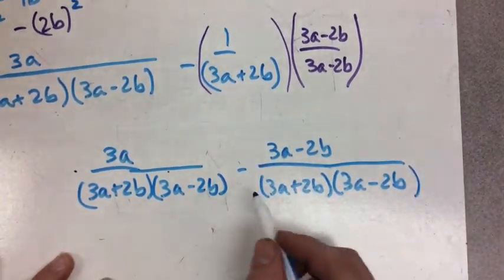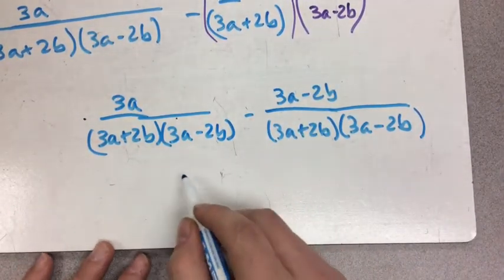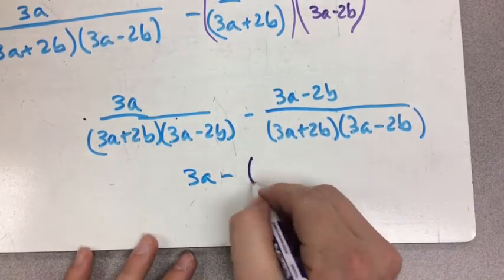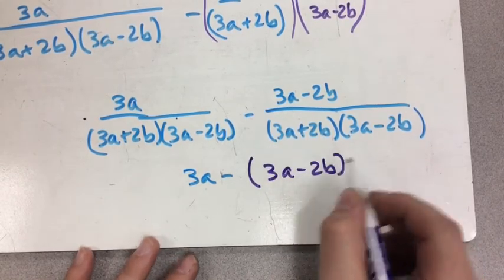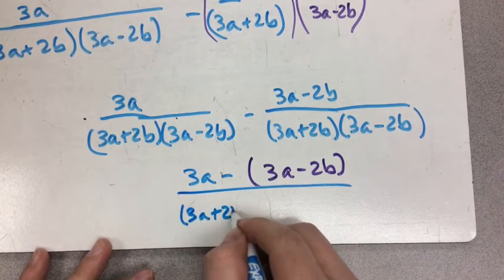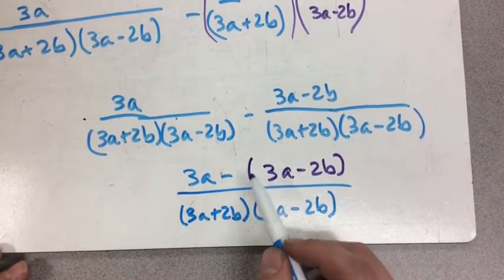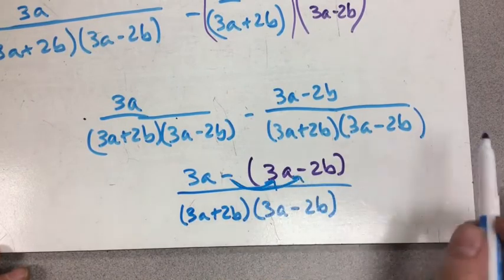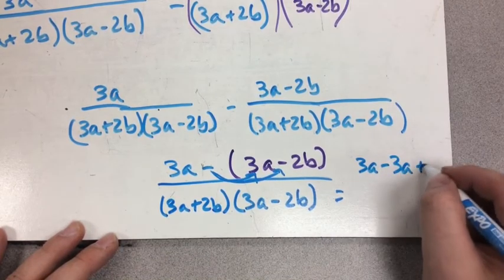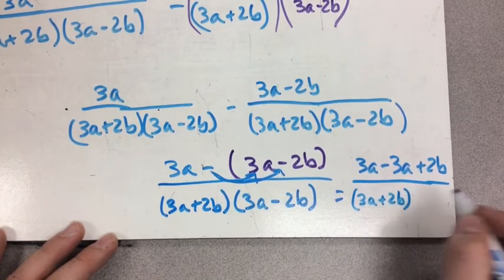I have the same denominators now, so I can continue and actually do the subtraction. The way this is going to work is it's going to say 3a minus, again, we have to place our parentheses in here, 3a minus 2b, all over the fraction of 3a plus 2b times 3a minus 2b. Again, these parentheses are here to tell us that we need to distribute this negative. So now we're looking at the fraction of 3a minus 3a plus 2b all over our 3a plus 2b times 3a minus 2b.